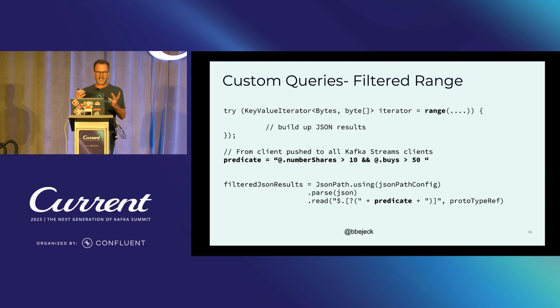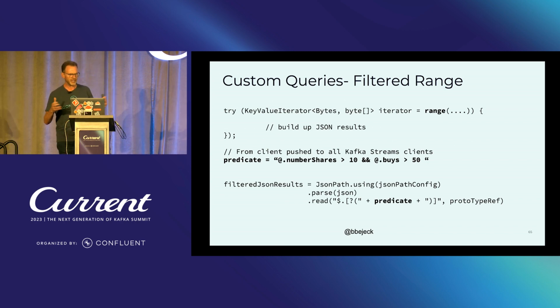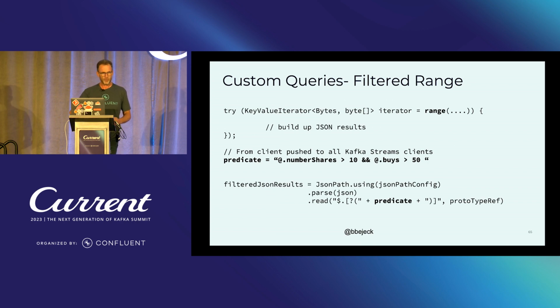So what's going to happen is our client is going to send up a string that looks like this. Then this is the filter criteria, and that's our predicate. So we're going to do the range query, which, if we haven't specified a lower and upper bound, we're just going to do the full range, get everything out of the store, build up a JSON array. Then using JSON path, we just apply this predicate, and it's going to give us back only the things that match this predicate.